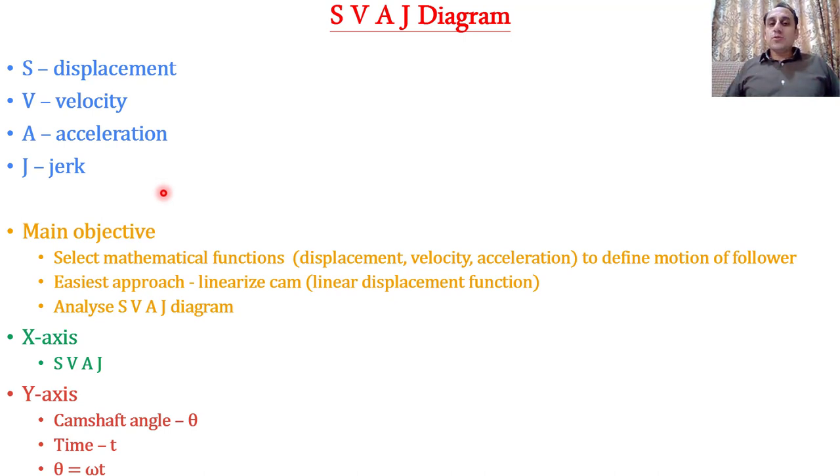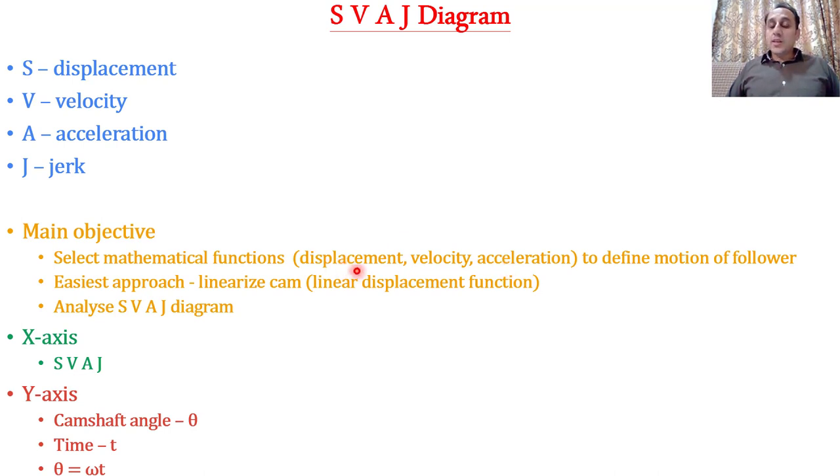In the SVAJ diagram, or in cam design, what is the main objective, or what is the main task which the designer has to perform? That task is to select the most suitable mathematical function to achieve the extreme position of the follower. So, a mathematical function for the displacement, for the velocity, and for the acceleration.